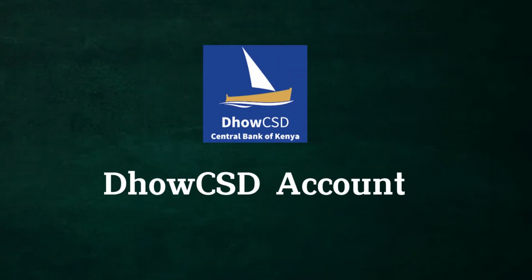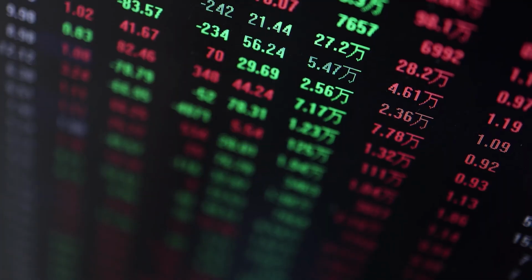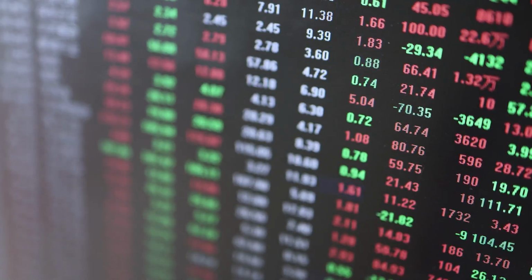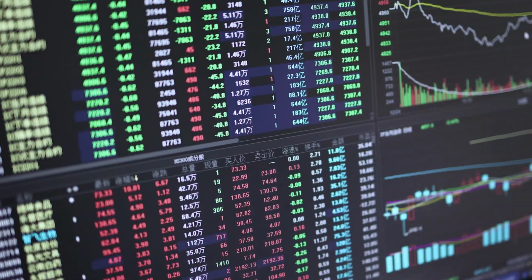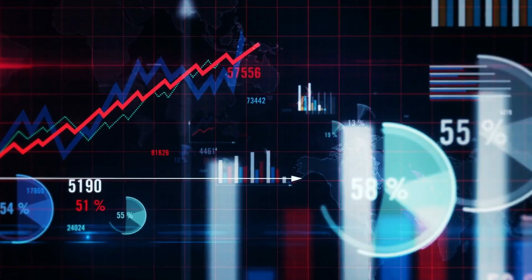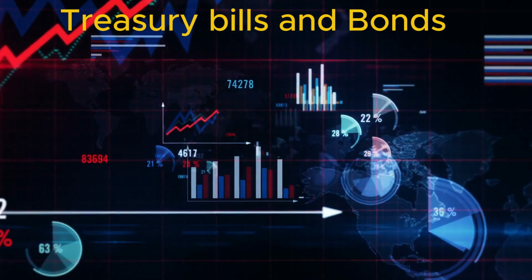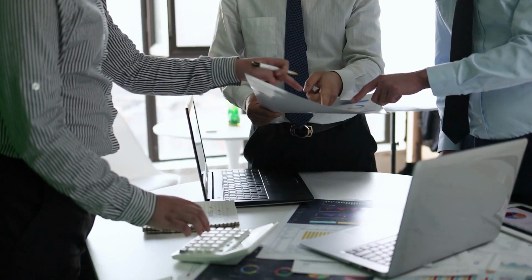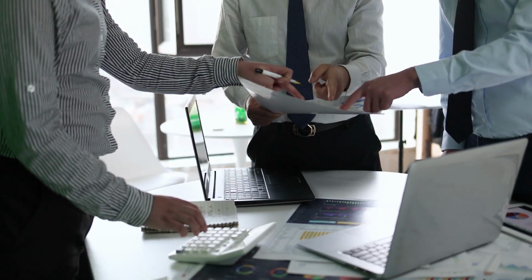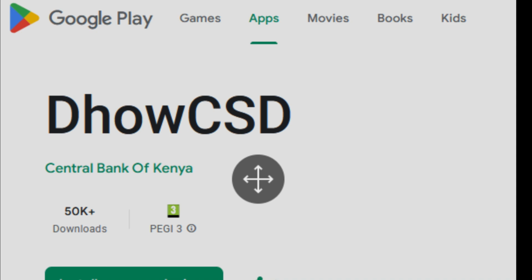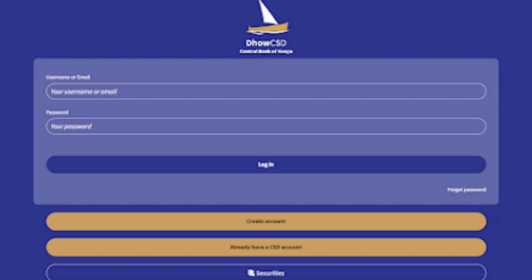CSD account. The Central Securities Depository is a financial market infrastructure organization holding securities such as shares. Not only shares you can buy with this account, but also T-bills and T-bonds, which are treasury bills and treasury bonds. You are required to have a KRA PIN, an ID, and a passport photo when opening this account. To register, just download the CSD app and fill in the required information.